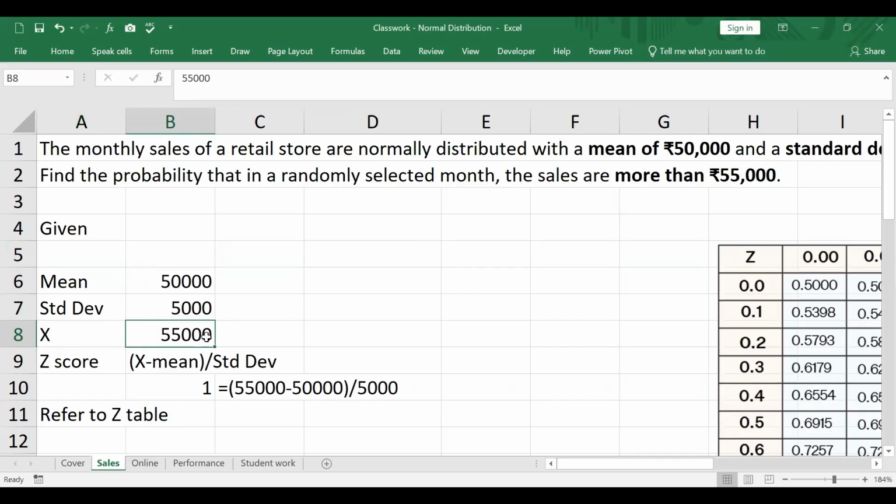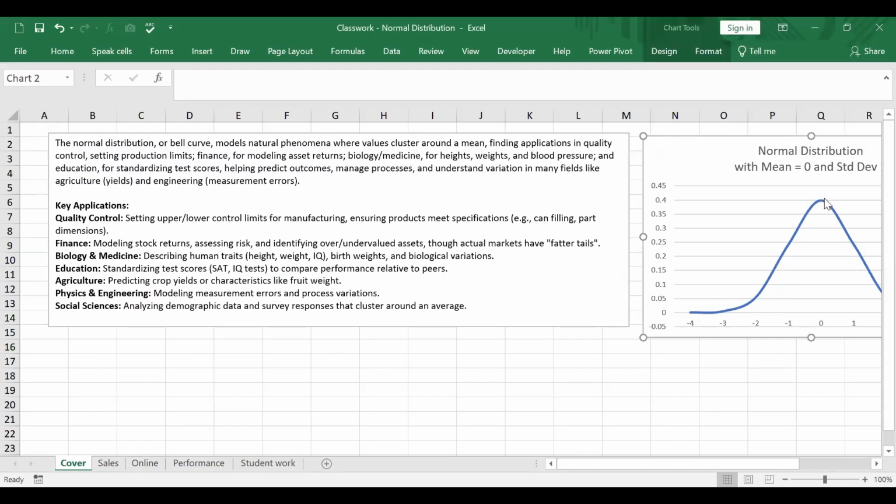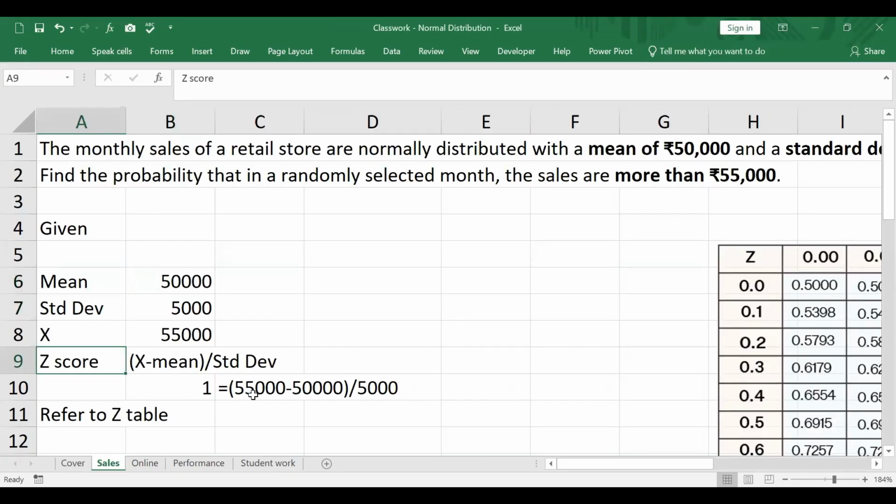First, we have to find out what is the Z score. That Z score is required for normalizing this data so that you get 0 as the mean and 1 as the standard deviation. Formula for doing that is take x minus mean. In this case, 55,000 minus 50,000, divided by the standard deviation, 5,000. Put everything in brackets. You get 5,000 here divided by 5,000.